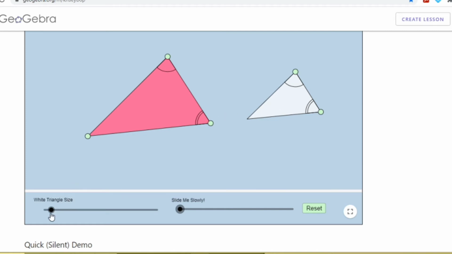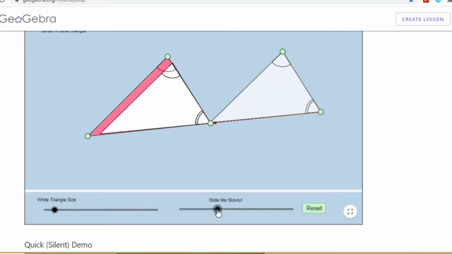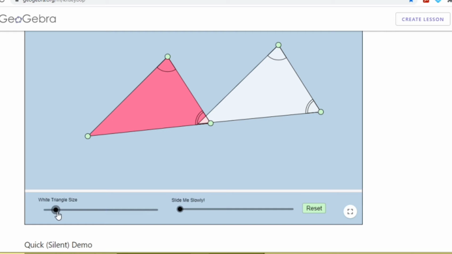So what happens if I change the scale factor of the white triangle? If I increase the size of this white triangle, there comes a time when these two triangles become equal in size also. So if you again slide it slowly, this is still smaller than the pink triangle. I'll have to make it a little larger. Now let's slide it, and it has become an exact copy of the pink triangle.